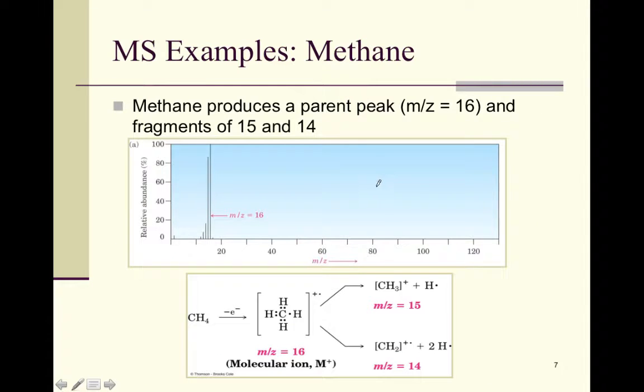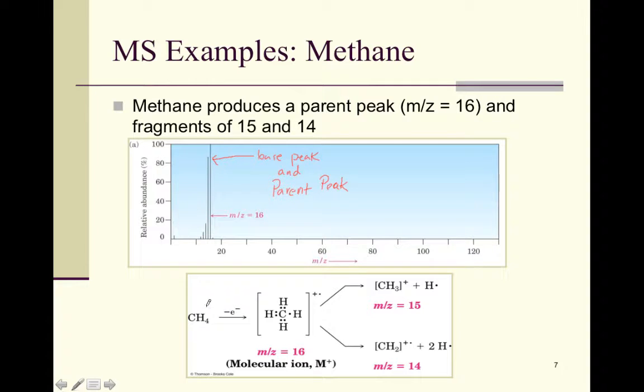Here's an example of MS using methane. Methane produces a parent peak at a mass-to-charge ratio of 16, and there are fragments at 15 and 14. The tallest peak is our base peak, and in this case, our base peak is also our parent peak. The parent peak is the tallest one in the last grouping if there's more than one. The mass-to-charge ratio of 16.